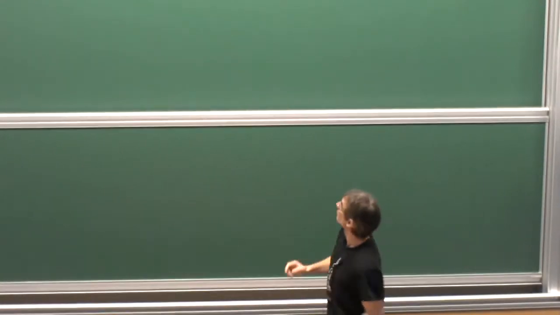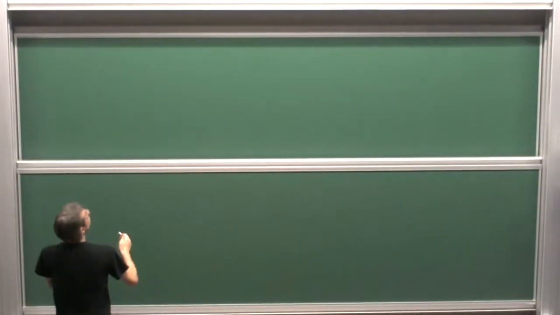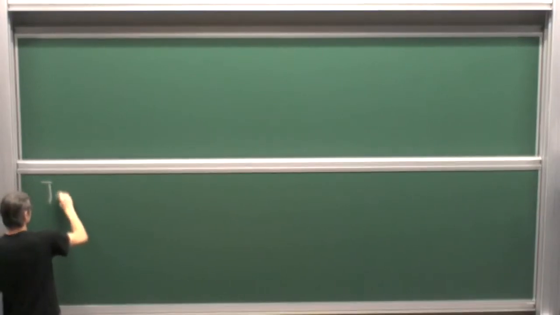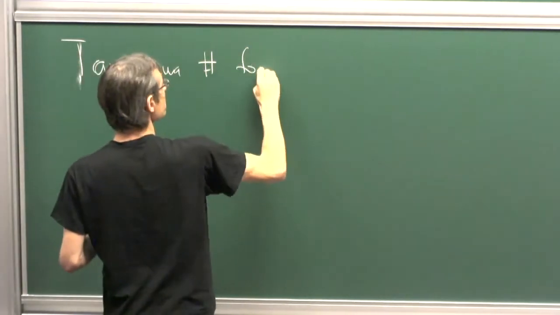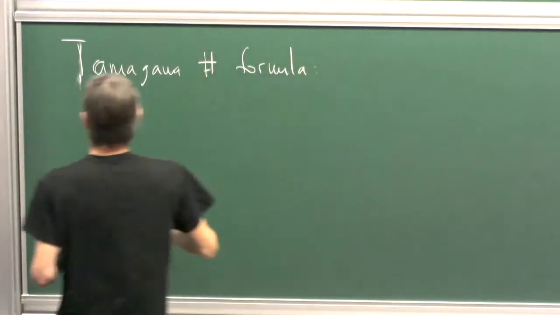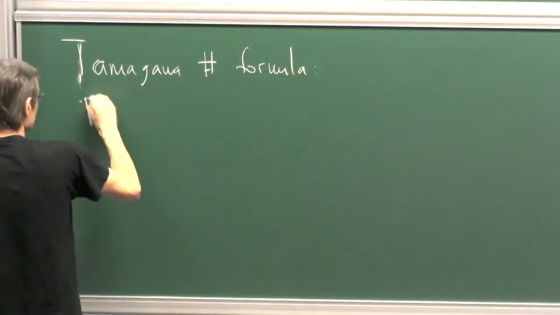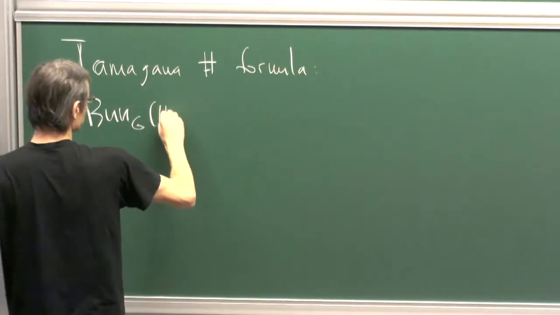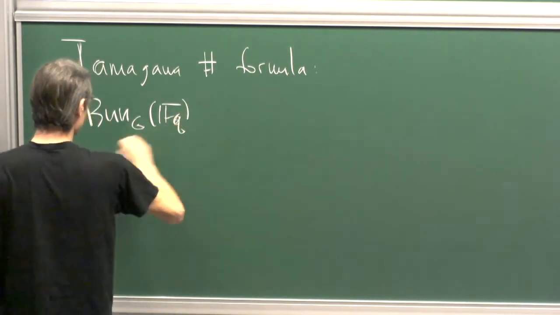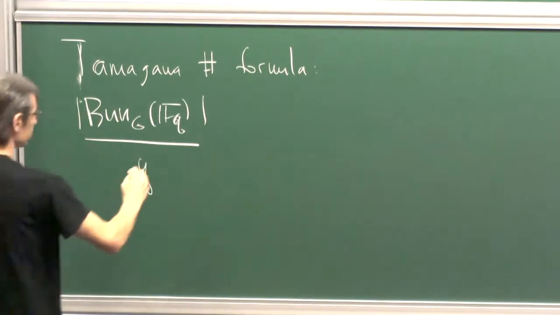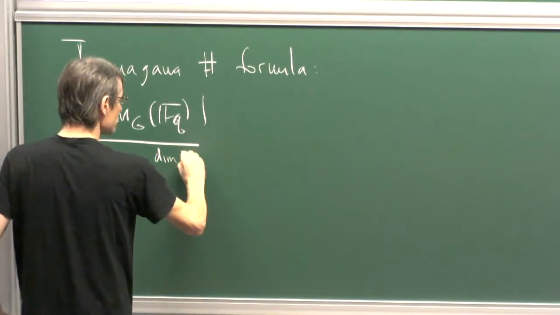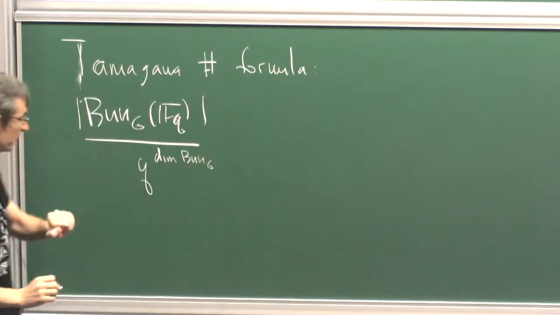Alright. So now I state the formula, and it says the following thing. So we take this quantity, and we divide it by q to the following power, dimension of Bun_G. And I can tell you what that integer is.